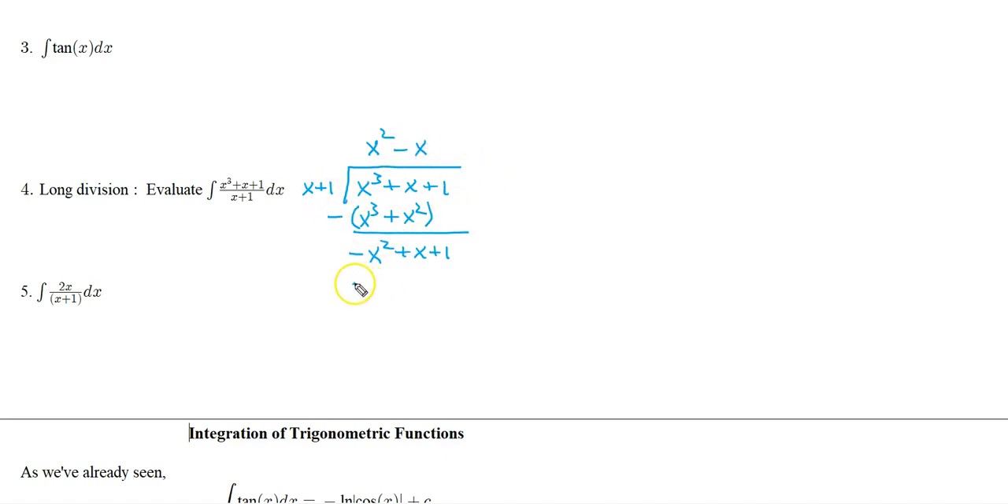So then we get... and we subtract that. Now negative x squared minus negative x squared, so that's 0. So the x squared cancels here. x minus negative x, that's going to give me 2 x's. And then that 1 minus nothing is going to leave me with plus 1.